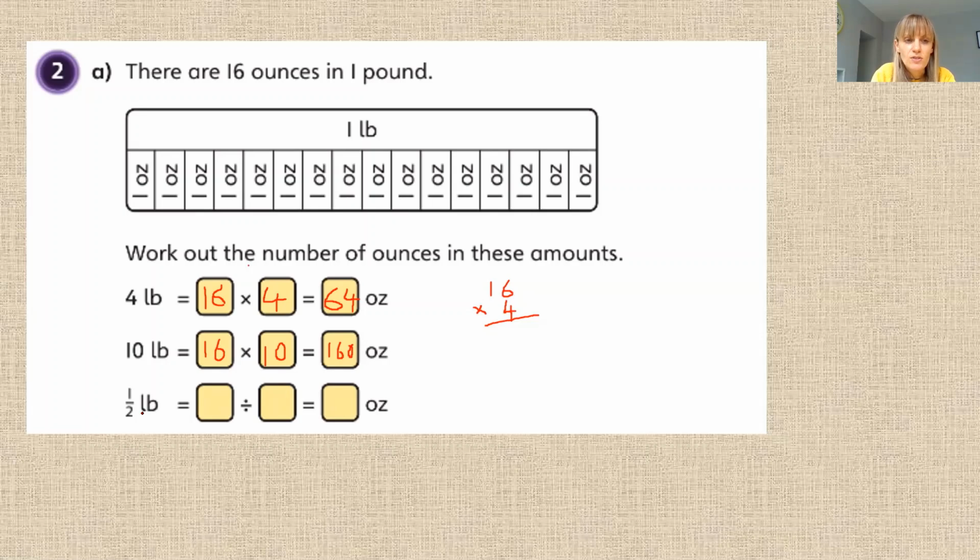Now 0.5 pounds, I need to go back to my 1 pound, don't I? Because I've got to then think, well, in 1 pound there are 16 ounces, but I only need half of it. So if I'm halving, what am I dividing by? I'm dividing by 2. So 16 divided by 2 is 8. So that gives me 8 ounces.